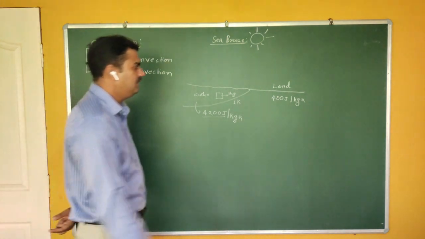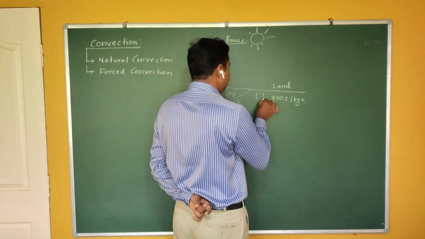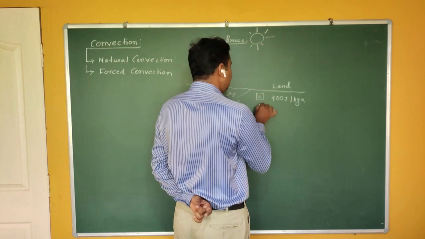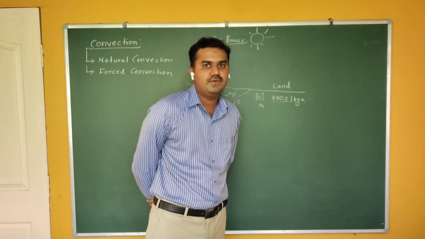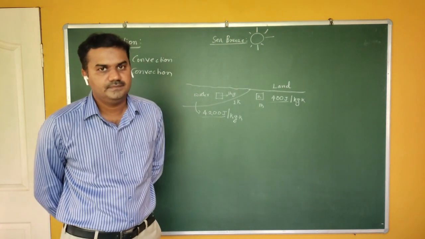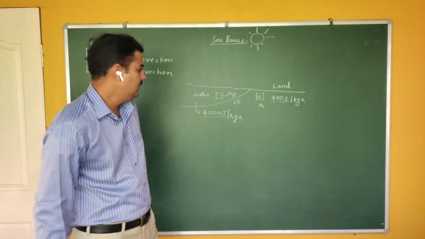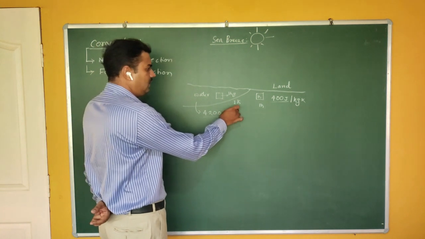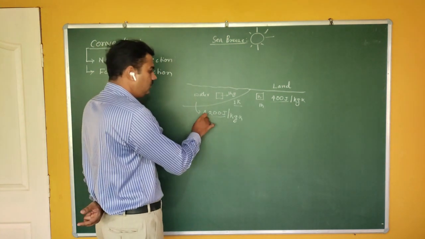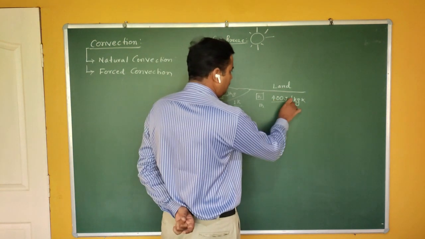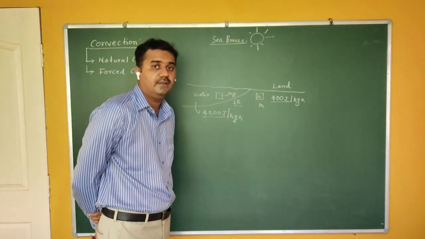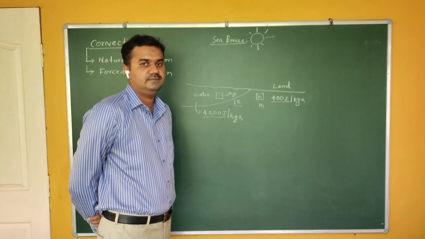Okay, that means if you take 1 kg of sand, if you want to raise the temperature by 1 Kelvin, then how much energy is required? 400 joules of energy is required. As you can see, to raise the temperature of water by 1 Kelvin, you require roughly 4000 joules, and to raise the temperature of land by 1 Kelvin, you require 400. That means what?